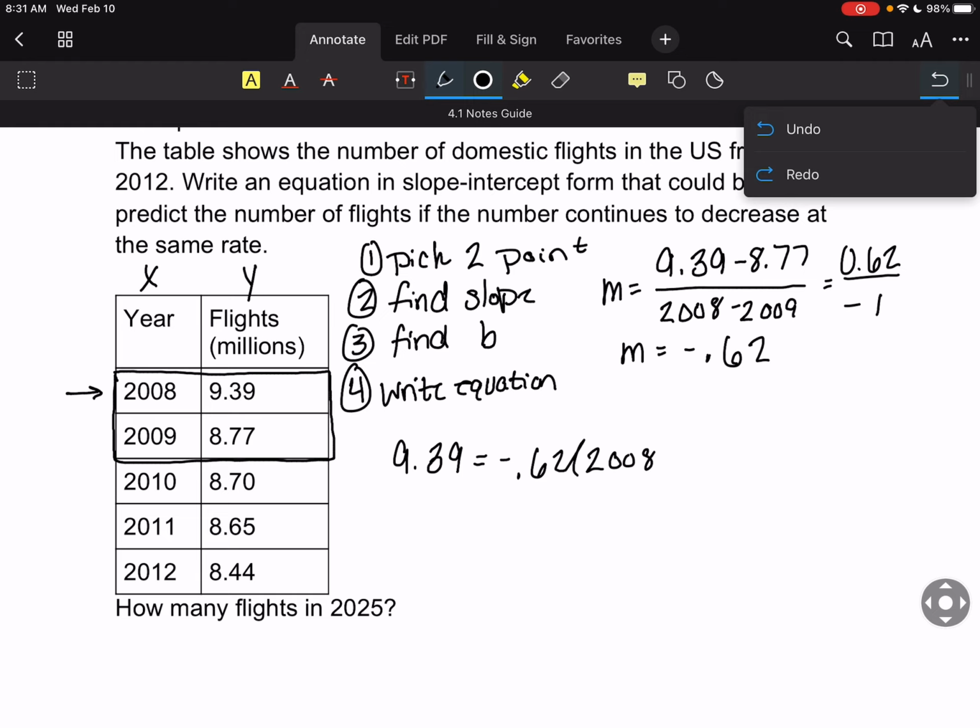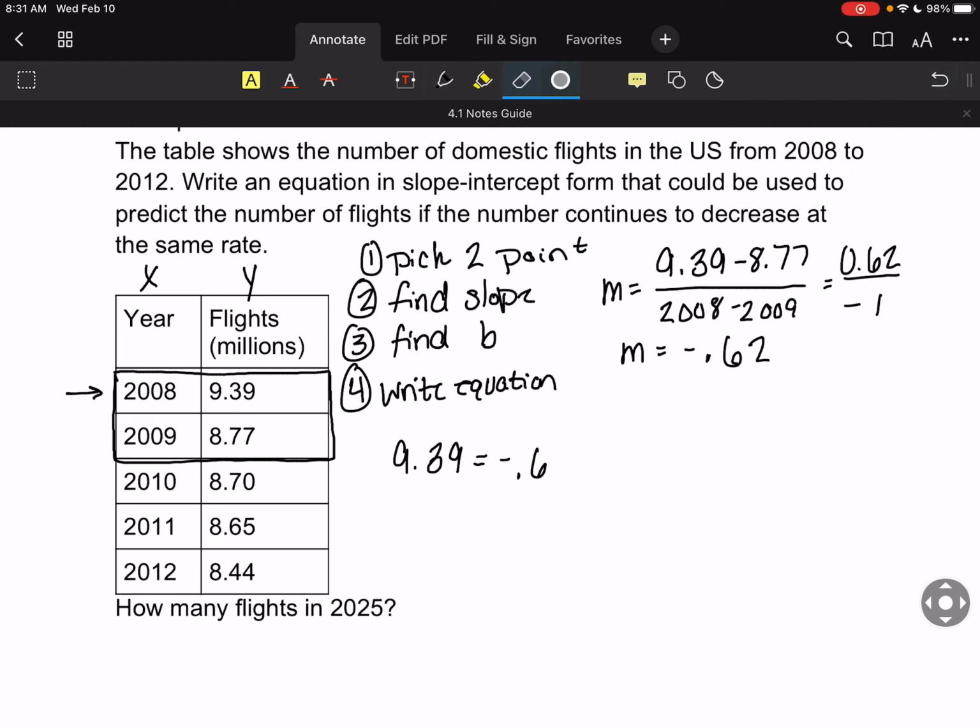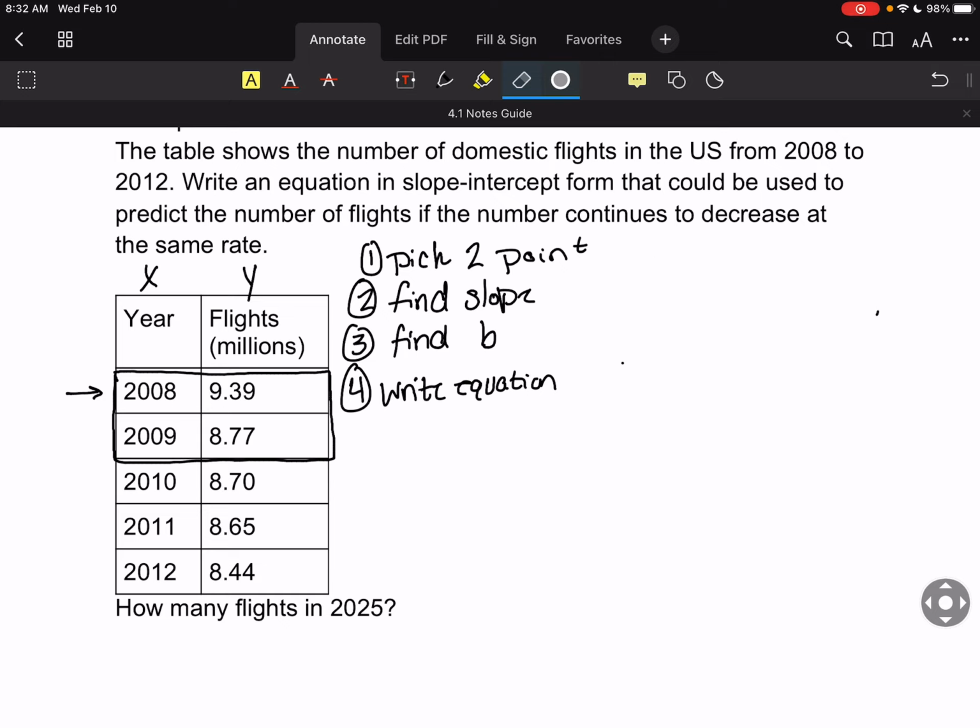I'm doing this wrong. Okay, let's back up here for a second. Rather than using the years, we're going to change them to 1, 2, 3. So this is 1, 2, 3, 4, 5. Okay, so this will be easier.